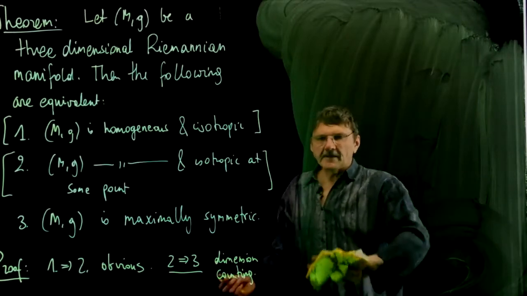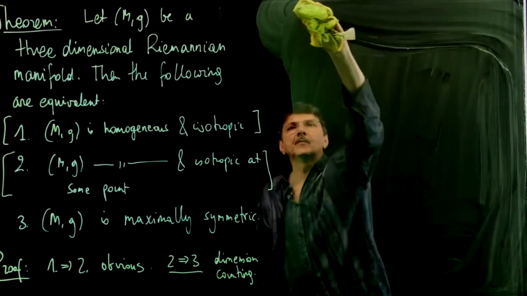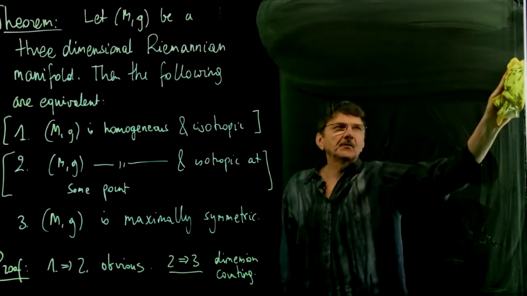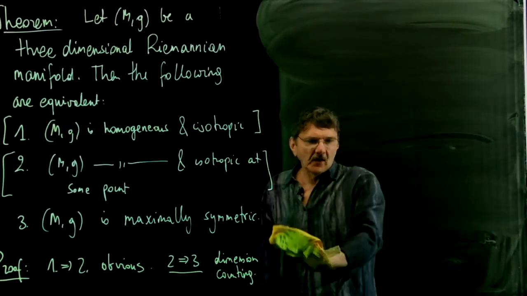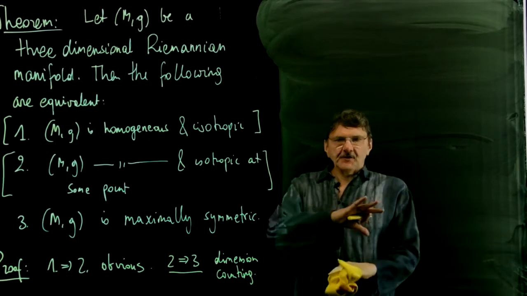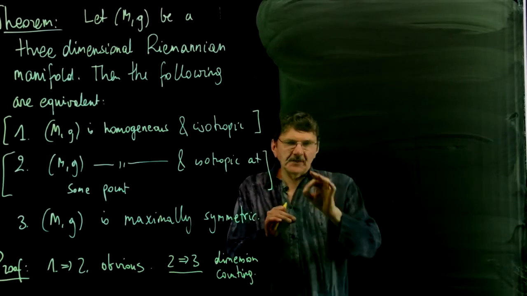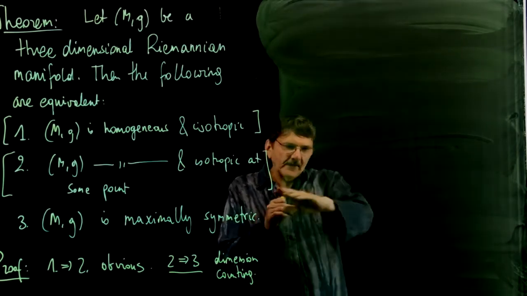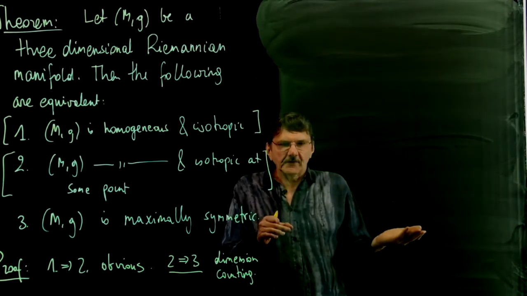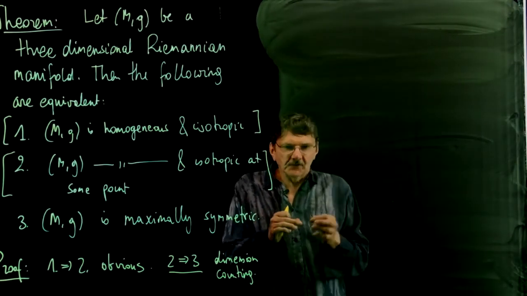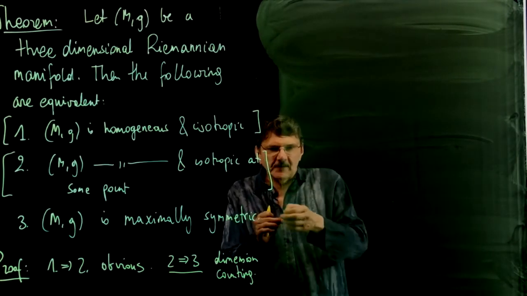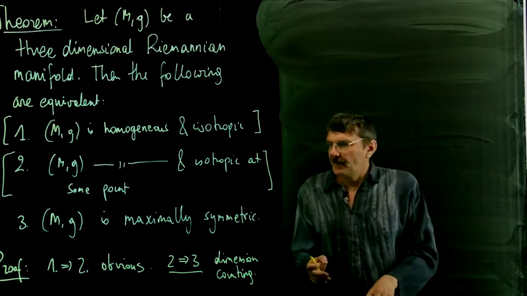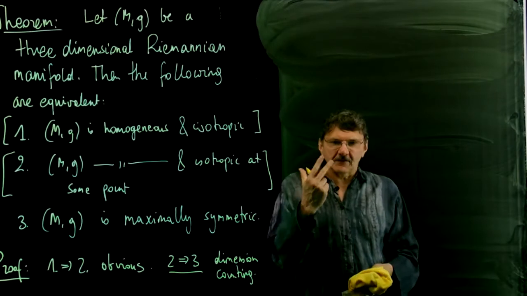So here the idea is how many parameters I need in my group to be homogeneous and isotropic. Well, to be homogeneous is obvious. I have a three-dimensional manifold, and I have to be able to go from every point to every other one. So I need at least three parameters for this in my group, right? Because I need to be able to find different isometries, which map this point to this one, and this one to this one, and so forth. So homogeneity requires at least three parameters.